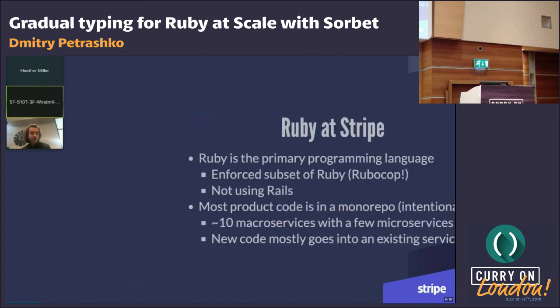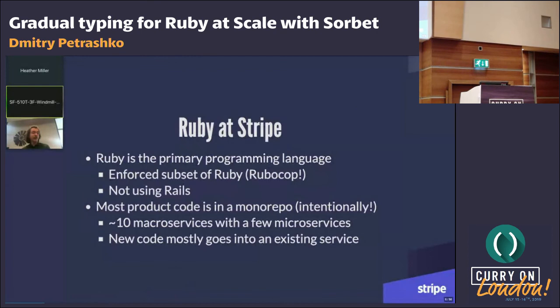Now, Ruby. Ruby is a primary language used at Stripe. Stripe uses a subset of Ruby enforced by syntactic rules implemented by RuboCop. Unlike most other companies who use Ruby, we do not use Rails. Most product code at Stripe is in a monorepo, and that's intentional, with Stripe having 10 or so macroservices and only a few microservices. New code mostly goes into existing services, and mostly in those 10.